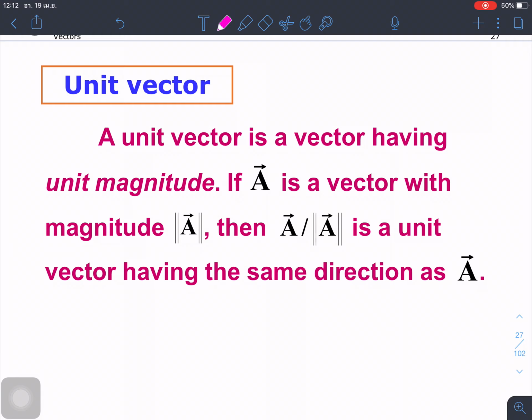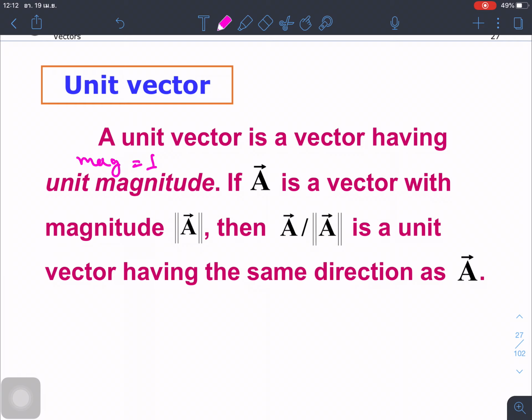Alright, and then sometimes you might have to do this. Given the vector A, you want to find a new vector, which is called a unit vector, that has the same direction as A. Okay, a unit vector is a vector having unit magnitude, or in other words, magnitude is 1.